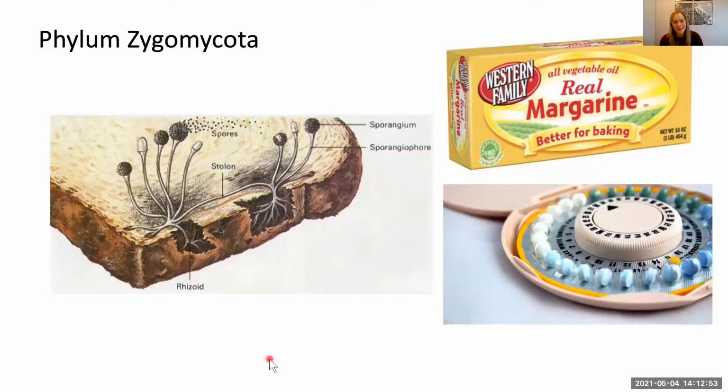Then you have phylum Zygomycota. This is the bread mold. So anytime you've seen a bread mold or something like that, it's usually Zygomycota. It grows hyphae through the bread. And then that fuzzy part that you see, that's the reproductive structure. That's where it's producing spores. But Zygomycota also is really important to us. We make a lot of pharmaceuticals with it, including birth control. So birth control is made from fungus, anesthetics, different types of buffers, and food coloring. So the yellow in margarine comes from this fungus, this phylum.